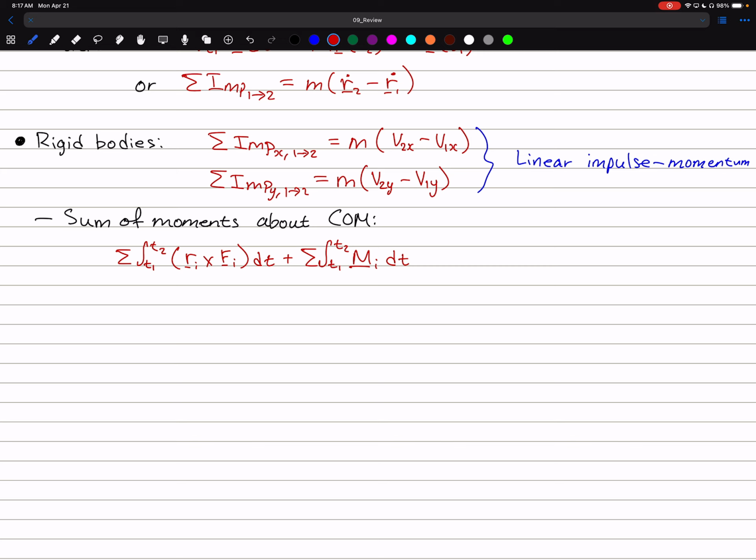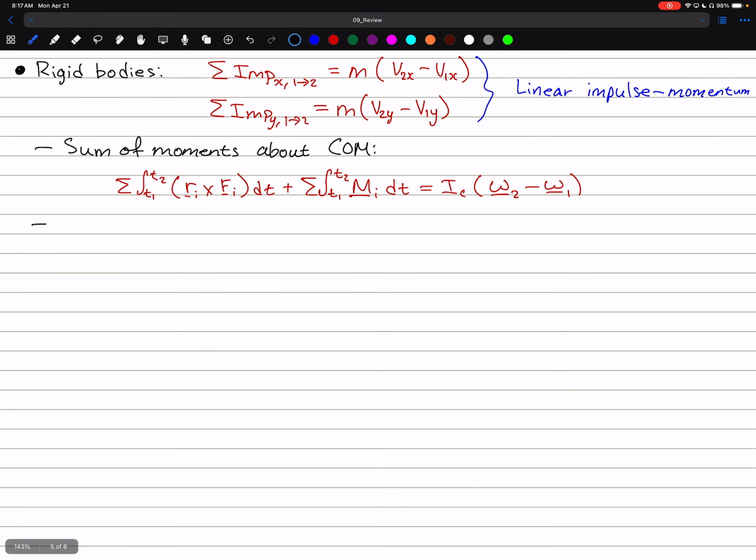All right, so then this is going to be equal to I sub C times the angular velocity at time 2 minus the angular velocity at time 1, which you can reduce down to scalars as well, since everything in this case should be in the k direction. We do the sum of moments about any other point.